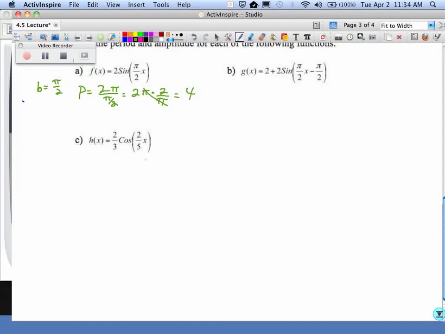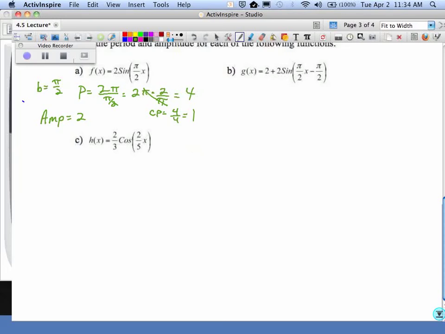What's my amplitude? It's the 2 that's sitting out front. If you were going to find your spacing on the critical points, you would take 4, divide by 4, which is 1. So your critical points would go 0, 1, 2, 3, 4. Pretty easy. See how we're doing that? Quickly do B and C. I'll pause it, and then you guys will work, and then we'll put some answers up.